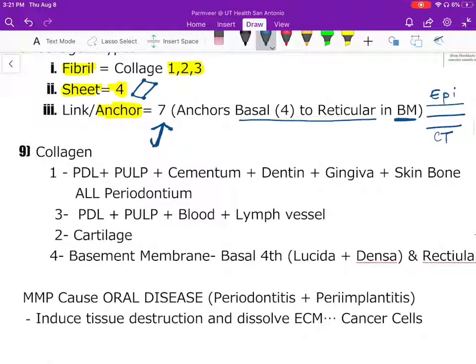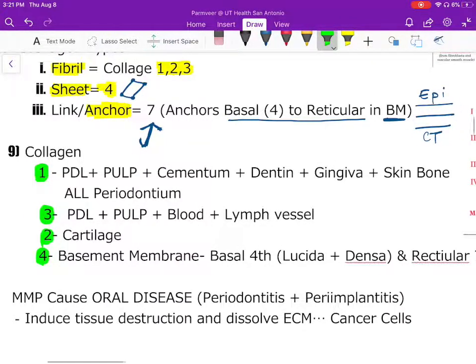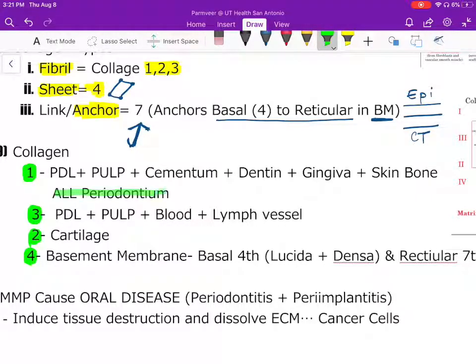Then we go to the collagen numbers. So we have collagen 1, collagen 3. Remember, just be careful, these numbers are not 1, 2, 3. These are 1, 3, 2, 4. I don't know why. So collagen 1 is all your periodontium structures. So basically it can be your PDL, pulp, cement, dentin, gingiva, skin, and bone. Collagen 3 also has your PDL and pulp, but also comprises your bone and your vessels. So this one is mostly your vessel structures, not as hard. 2 is your cartilage, and 4 is your basement membrane.